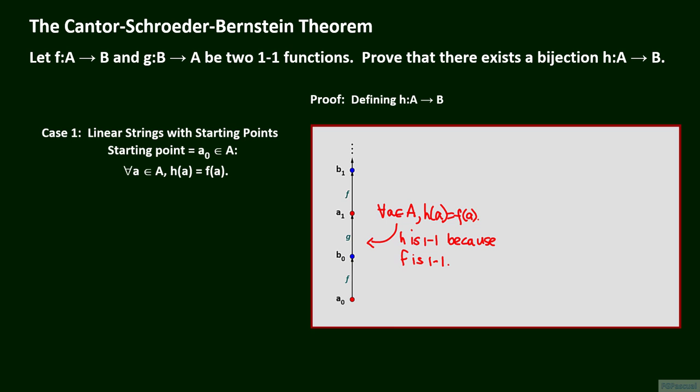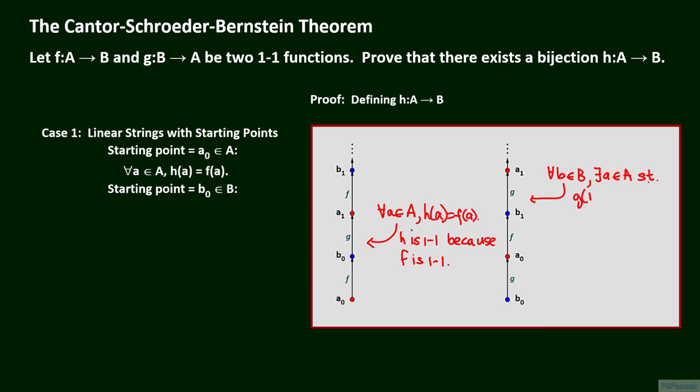Now suppose that this time the string starts with an element b sub 0 from set B. Observe that b sub 0 does not have a pre-image under f within this string. Therefore, we cannot use h equals f within this string, because as such h would not be onto. We have to be a little bit more creative in defining h within this string. This time, we use the function g in defining h within this string. The domain of g is set B. So for every element b of set B within this string, there exists an element a of set A, such that g of b is equal to a.